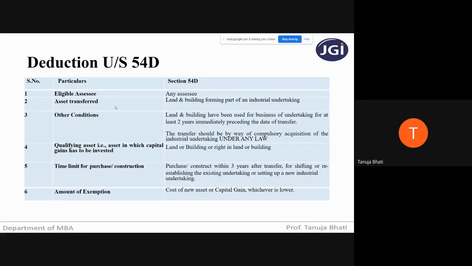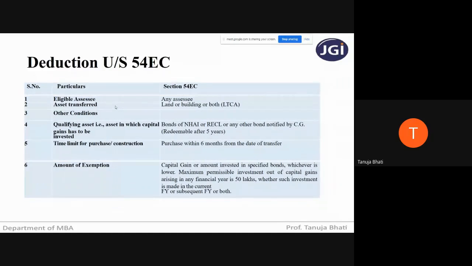So students, have you all understood this deduction under section 54D? Yes? Yes, ma'am. Okay, next. Deduction under section 54EC.